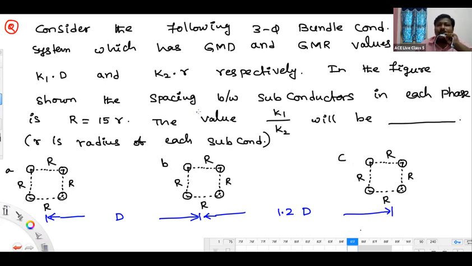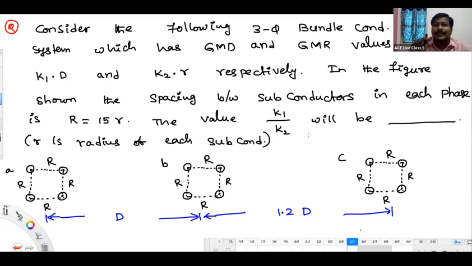In the figure shown, the spacing between subconductors in each phase, he has shown here A1 to A2, A2 to A3, A3 to A4, A4 to A1 also. The spacing value was 15 times small r. What is small r? Radius of each subconductor. He is asking to find the ratio between K1 and K2, means K1 by K2 will be how much?